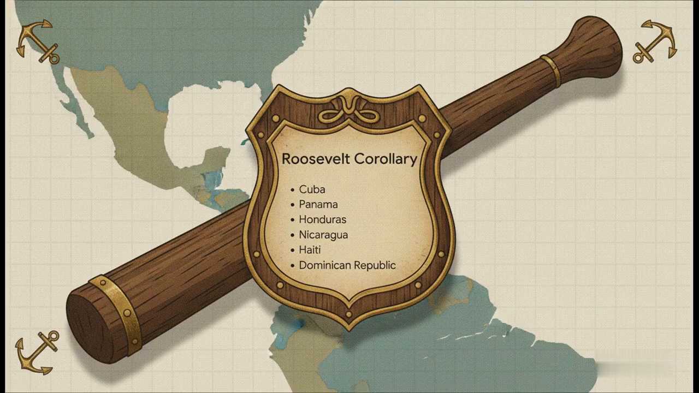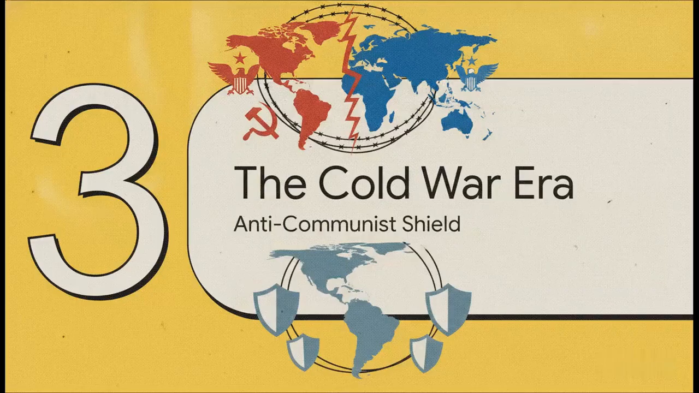This new rationale justified sweeping U.S. interventions in places like Cuba, Panama, Honduras, Nicaragua, Haiti, and the Dominican Republic. The U.S. had effectively appointed itself as the hemispheric policeman. They'd send in the Marines, seize customs houses, and secure economic benefits by force. And as you might expect, while this was fantastic for American banks and corporations, it sparked massive outrage and really deep-seated resentment across Latin America. And that sets the perfect stage for Section 3, the Cold War era.